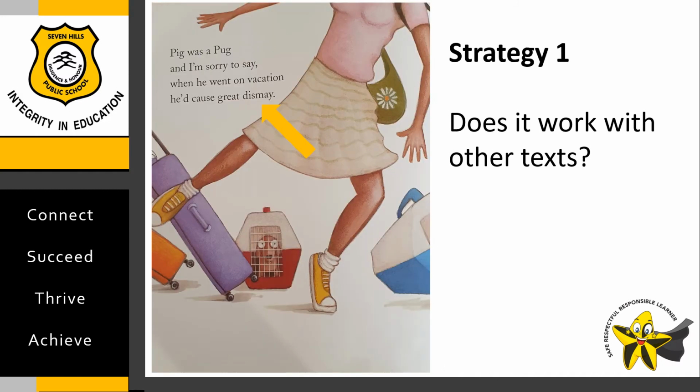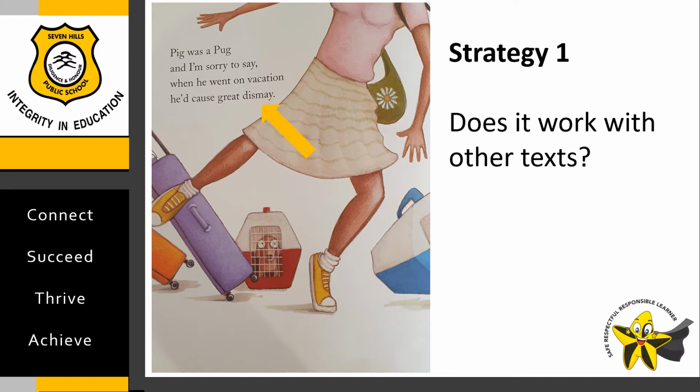Here's another example of a text. So this is Pig the Tourist, another book by Aaron Blabey. He's one of my favourite authors. And in this particular story, Pig tends to create havoc, create a little bit of craziness on vacation. So it says, Pig was a pug, and I'm sorry to say, when he went on vacation, he'd cause great dismay. I wonder what that word dismay means.